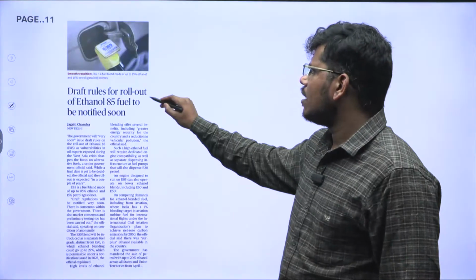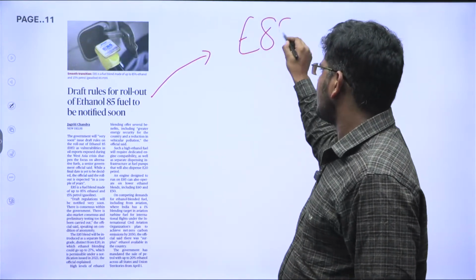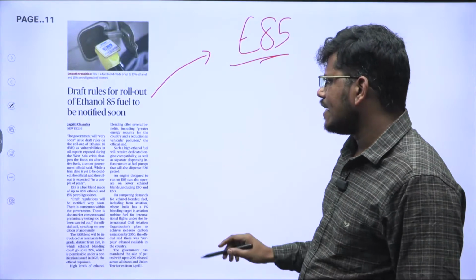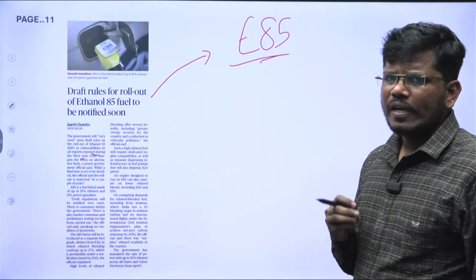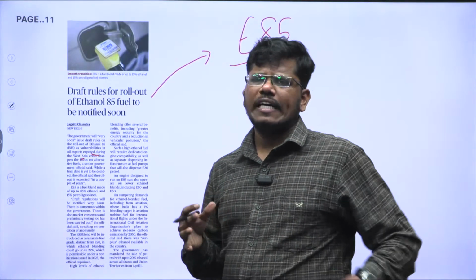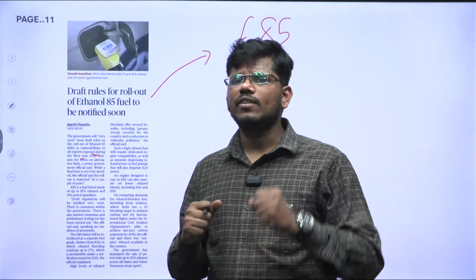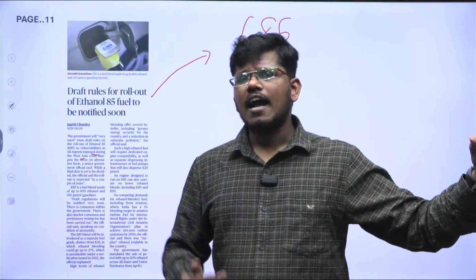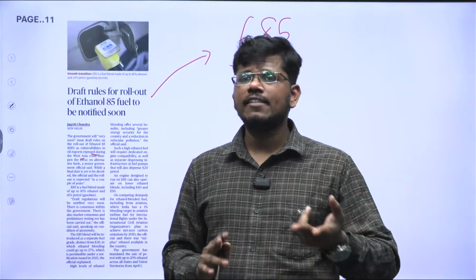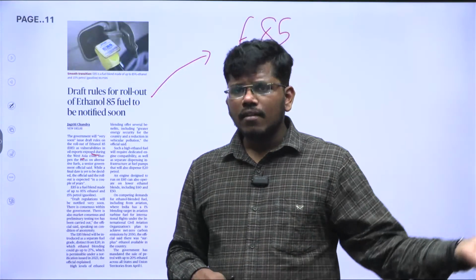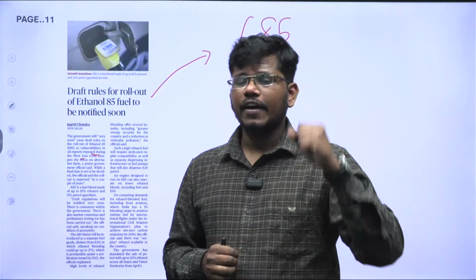So draft rules for rollout of ethanol 85. So E85. So here we can see that E85 is a new kind of fuel. So we can see the petrol and the fuel import. India is not a very energy self-sufficient country. India is a country which heavily depends on imports for its energy needs. And the recent West Asia crisis exposed India's energy vulnerability, be it in LPG or petroleum or other fuel-based imports, or even in fertilizers like urea.